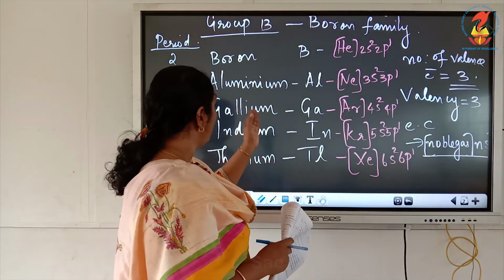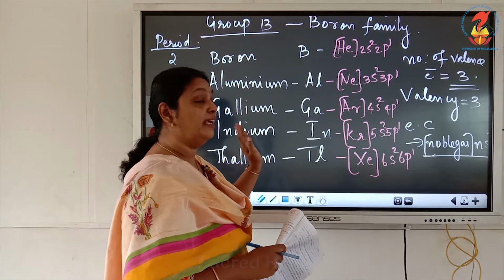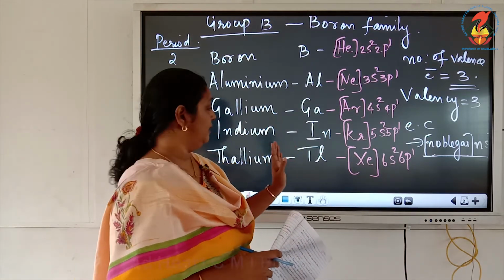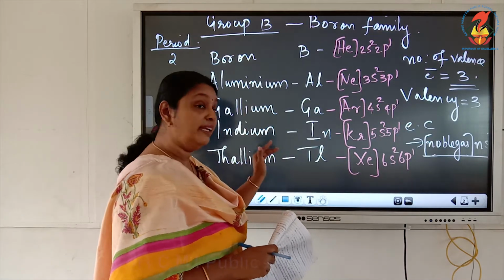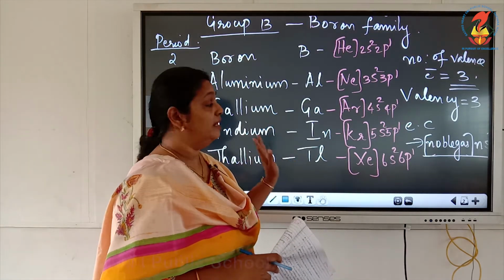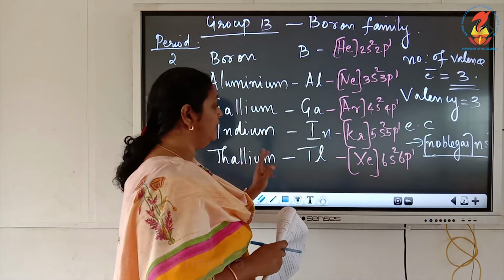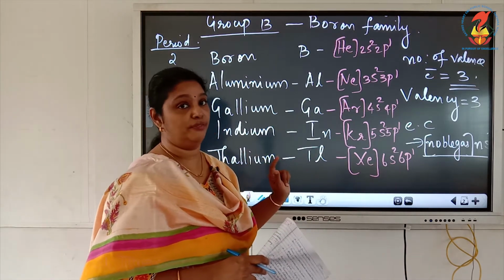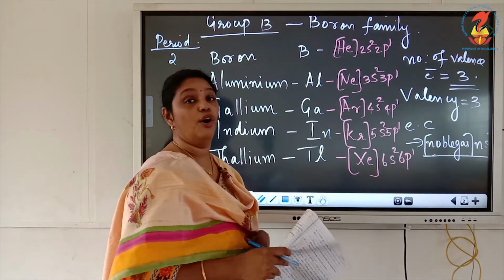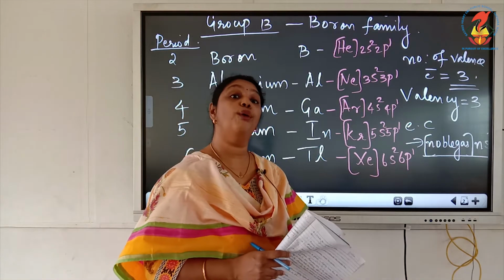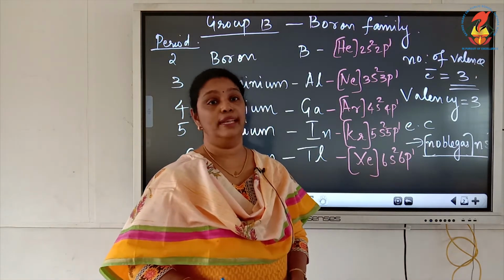Now the gallium has 3d orbital filled but 4d orbital is vacant. Now indium has 3d and 4d orbitals filled but 5d orbital is vacant, and thallium has 3d, 4d and 5d orbitals filled, whereas 6d orbital is vacant. And in thallium we have 4f orbital also getting filled.